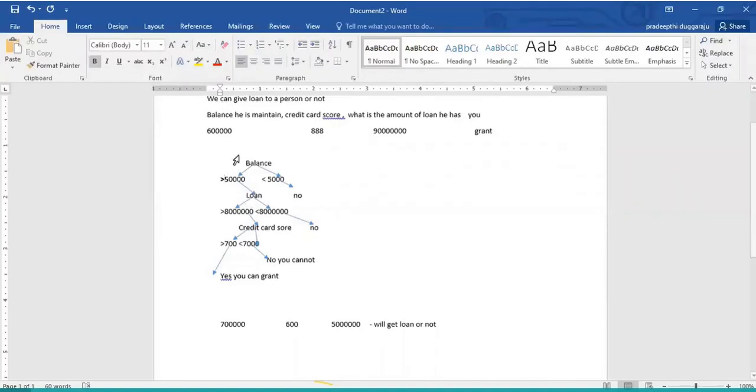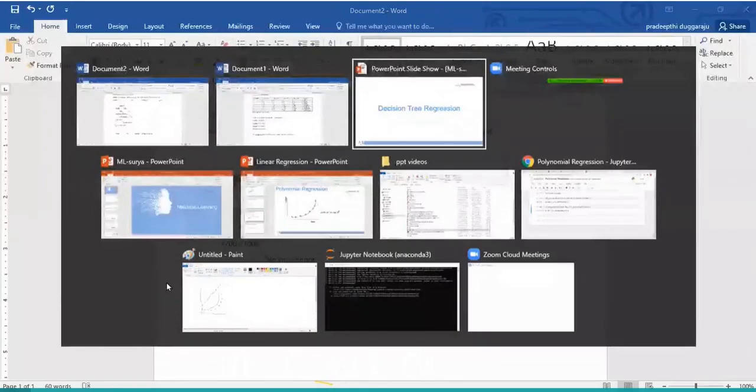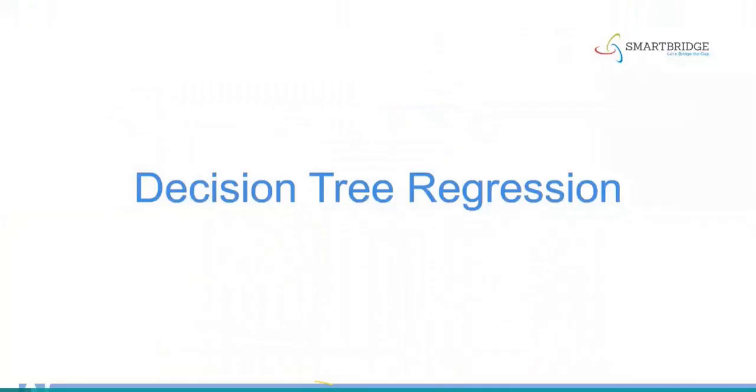All right, guys. So did you understand this, everyone? Did you understand till here? Good. So now let's move on to the decision tree, the actual mathematical implementation of the decision tree regressor.